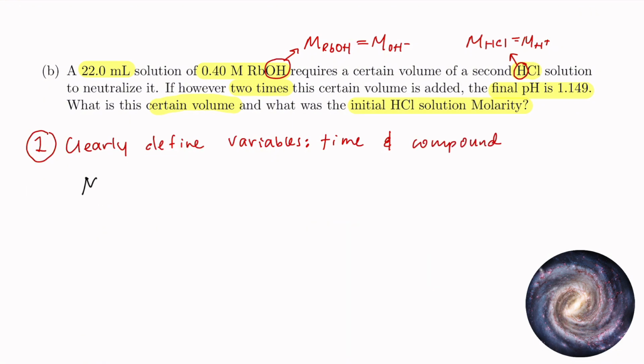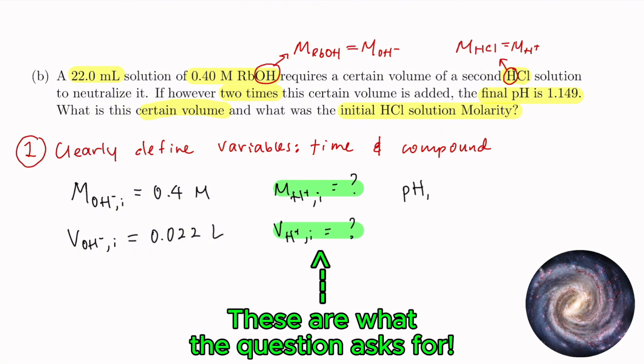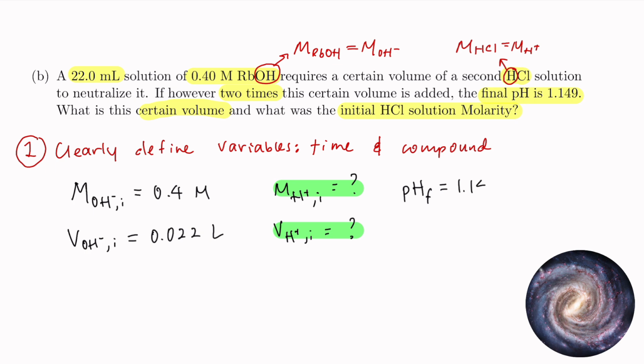So first, the initial molarity of hydroxide is going to be 0.4. The initial volume of hydroxide is 22 milliliters or 0.022 liters, just to make the units easier. The initial molarity of H plus is something that we're solving for, so that's a question mark, as is H plus's initial volume. And we're also given that the final pH of the whole thing is 1.149, and from that, we should be able to pretty easily calculate the final molarity of H+.